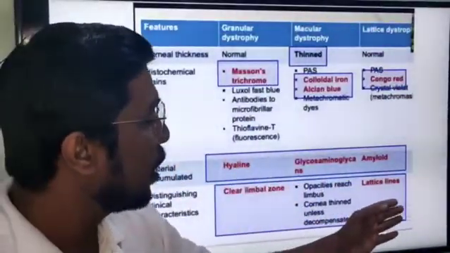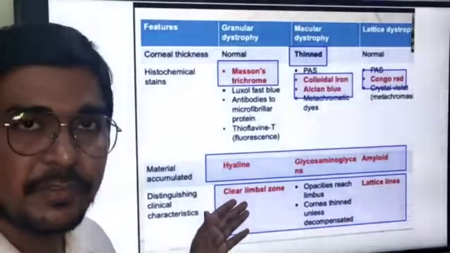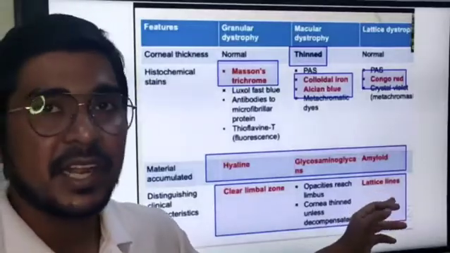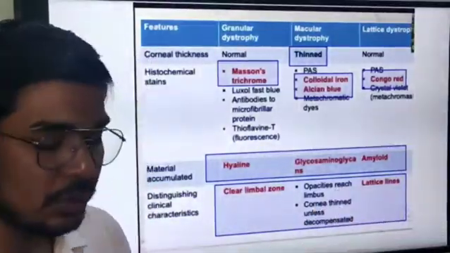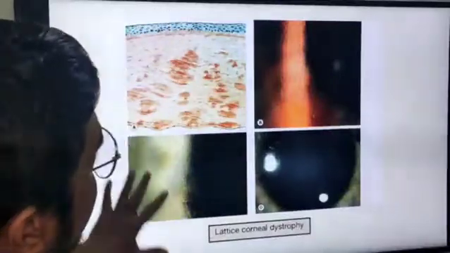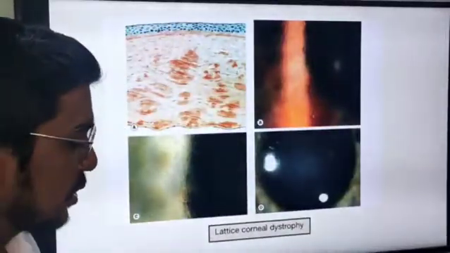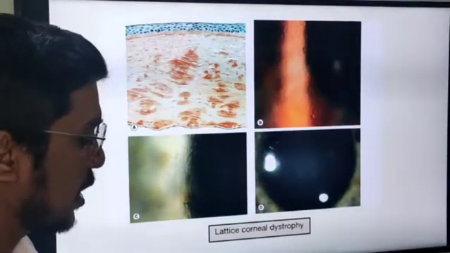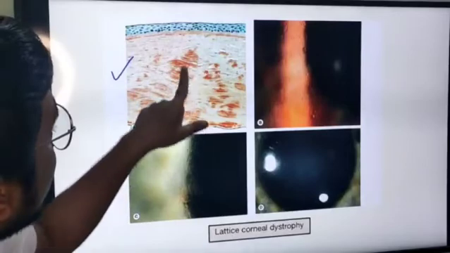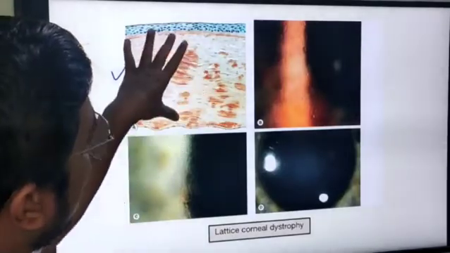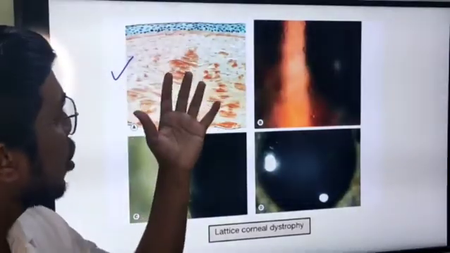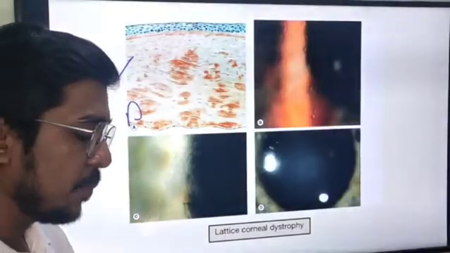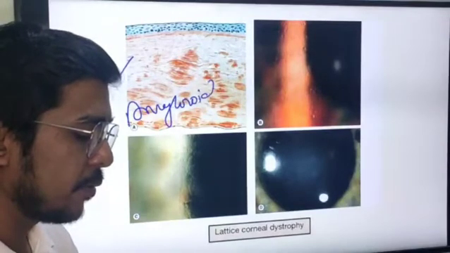Now I have already told you about this clear limbal zone. This is the characteristic feature: the limbus is not involved. And lattice lines, refractile lattice lines. Now we have to come to this. What is this? See, this point is important. Let me take you to this picture. What is this? This is the Congo red staining on histopathology, right? So this is Congo red staining because of the deposition of amyloid. So there is a deposition of amyloid here.